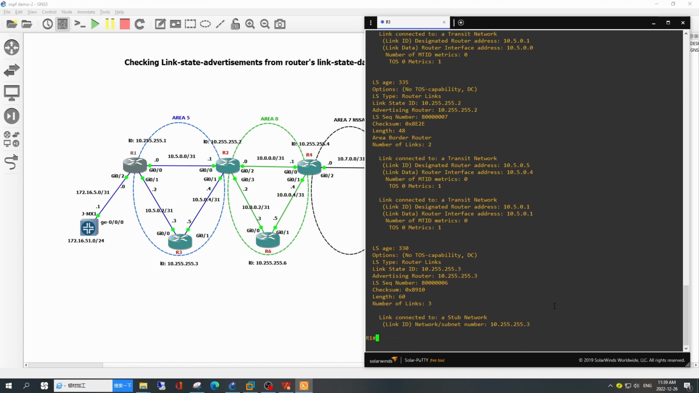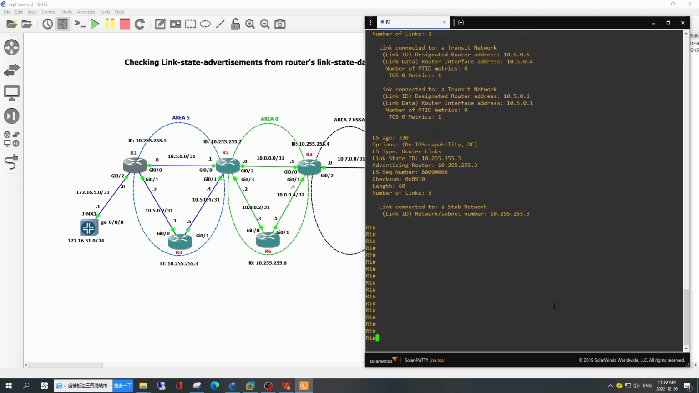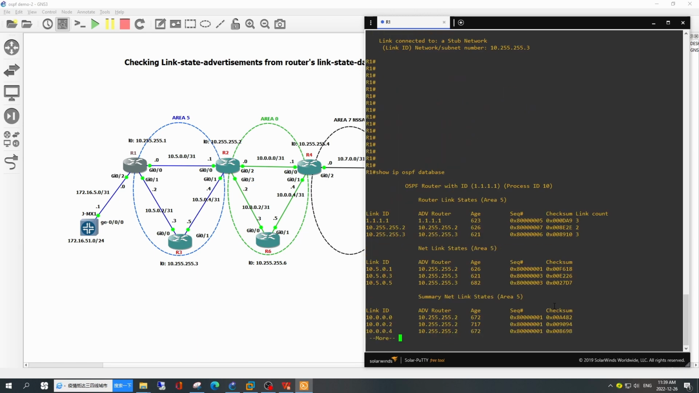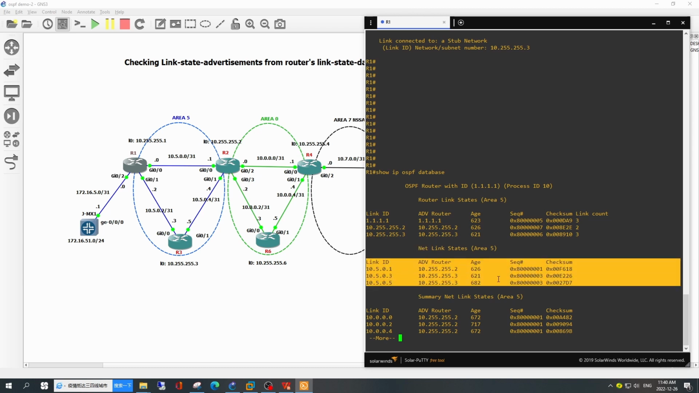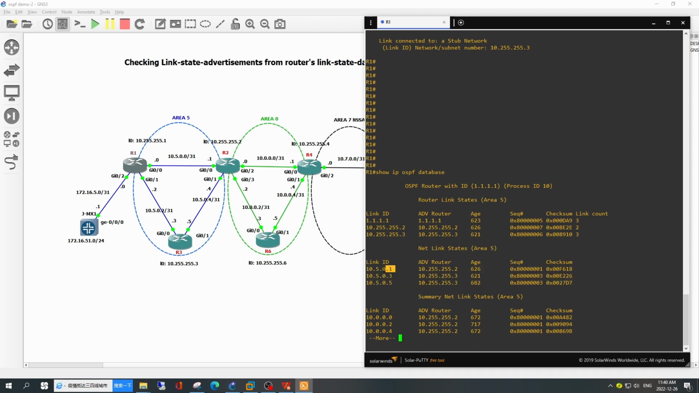Okay. Let's take the type 2. If you want to look at type 2 LSAs, first take a look at the high-level description here. Do the show ip ospf database. You see the type 2. Type 2 is an acronym for net link. Basically, the full name is network link states, right? So in the router, you just put net link states in short. Here are the 3 net link states from 3 different routers, right?